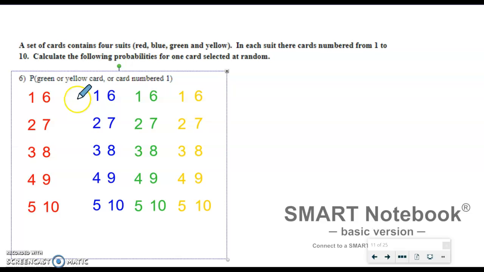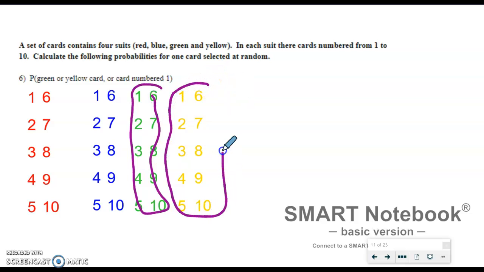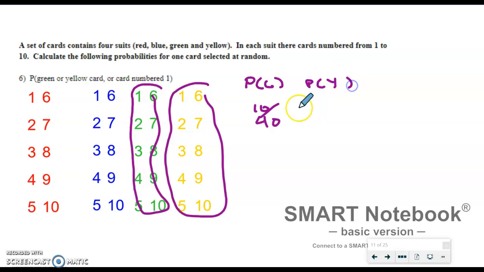Let's look at this one situation, and then I'm going to have you try a few. I have a green or yellow card, or a card numbered 1. So I'm looking at all of my green, and all of my yellow. The probability that it's green: how many do I have overall? I have 40. There's a 10 out of 40 chance that it's green. The probability that it's yellow is once again 10 out of 40.